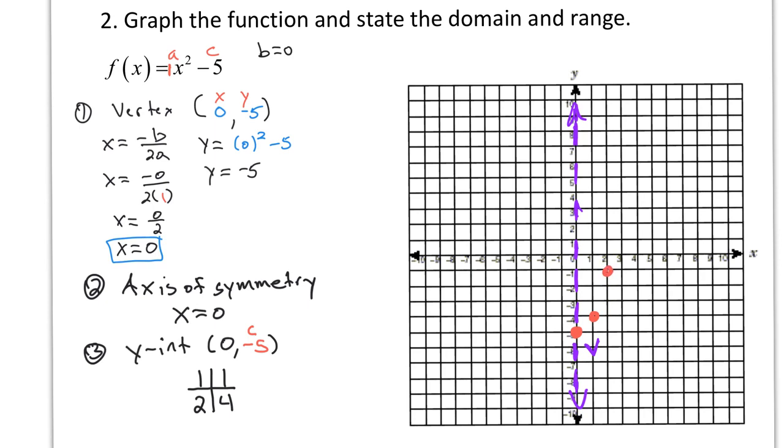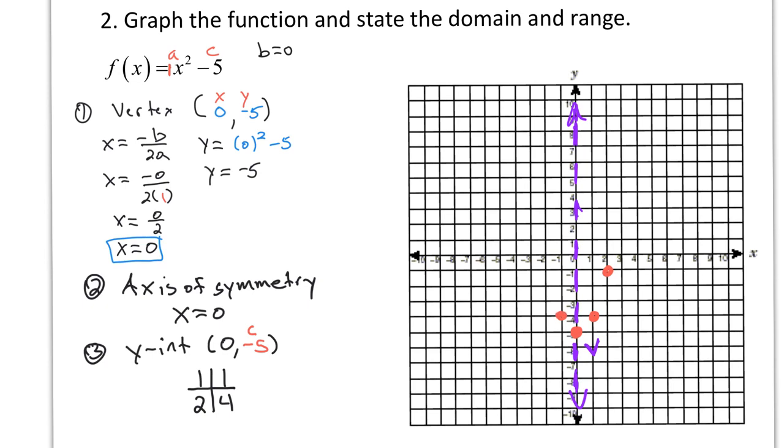And I make a point right there. And you guys are going to reflect the points on the other side. Now remember, we talk about symmetrical. It is symmetric, so the left side equals the right side. So if this point here is 1 step away from the axis of symmetry, then on the other side, 1 step away from the axis of symmetry, you have the other point.